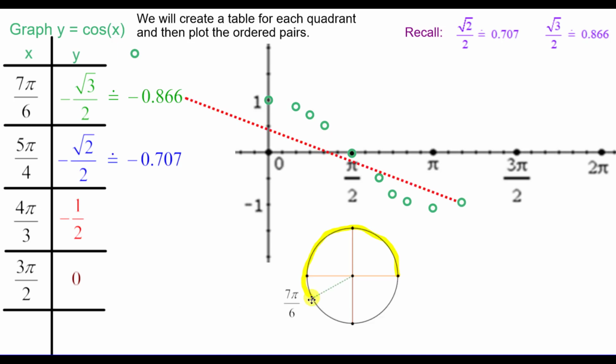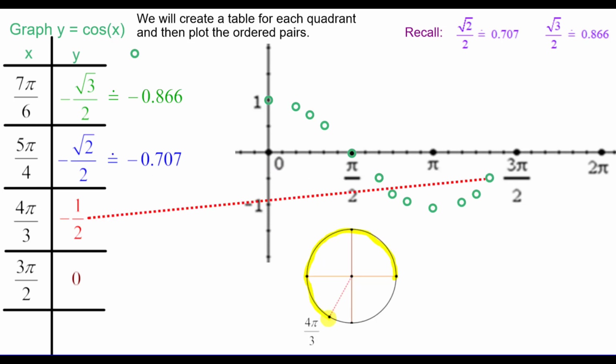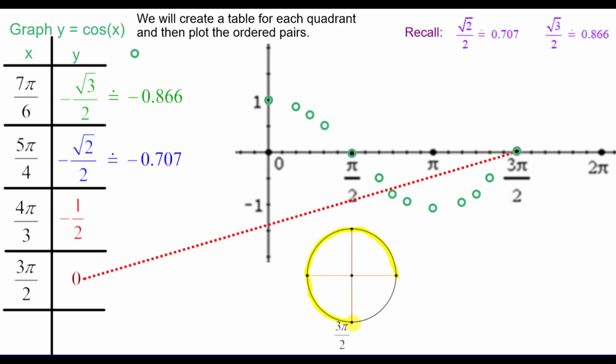7 pi over 6 here is in the third quadrant. So over to 7 pi over 6, down about negative 0.9. 5 pi over 4, negative radical 2 over 2, which is about negative 0.7. 4 pi over 3, negative 1/2. And at 3 pi over 2, it's exactly 0.